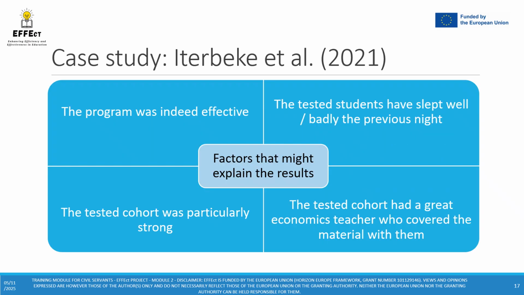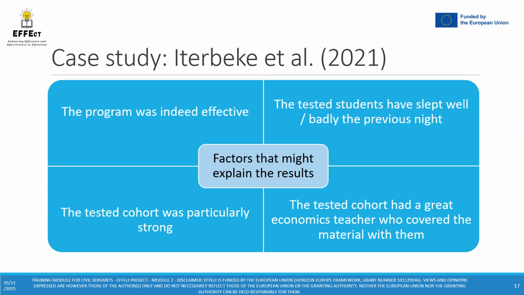To do so, put yourself in the shoes of the researchers. If you want to try to evaluate a program or an intervention or a policy, you might have many different factors that might explain the results you find. And the results in this case do not necessarily mean that the program is effective. If a program is not effective, this can be a valid result as well. But no matter what your results are, many different factors might explain them. The first one would be that the program was indeed effective or not effective, depending on your result. But other factors that might also explain the results could be that the tested students have slept well or slept badly the previous night, the tested cohort was particularly strong, or the tested cohort had a great economics teacher who covered the material with them.